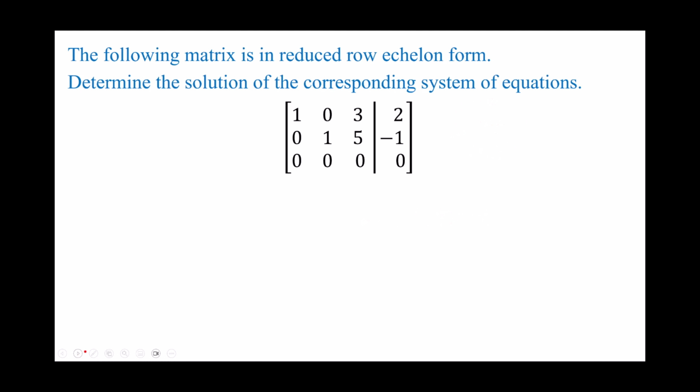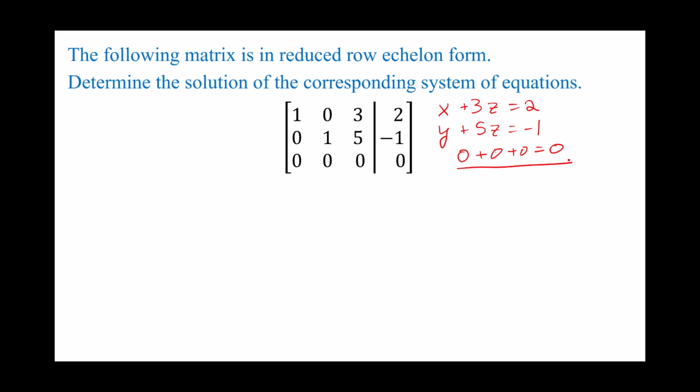Let's try one more. Again, we're going to translate this into equations. So the first row says 1x plus 0y plus 3z equals 2. The next row says 0x plus 1y plus 5z equals -1. And the last row says 0x plus 0y plus 0z equals 0. Now that last equation is always true. No matter what x, y, and z are, 0 always equals 0. So that isn't particularly helpful.